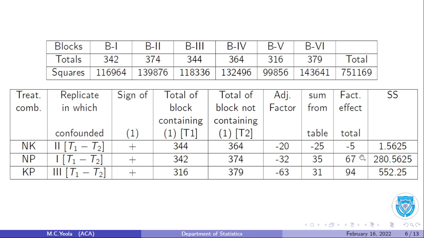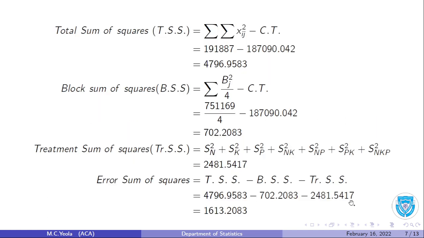Similarly 67 square divided by 16 will give this one. 94 square divided by 16 will give this one here. So the sum of squares for all we are having here, and once again find out the total sum of squares, double summation xij square minus CT, that we have done in the previous case. Everywhere we are finding this.